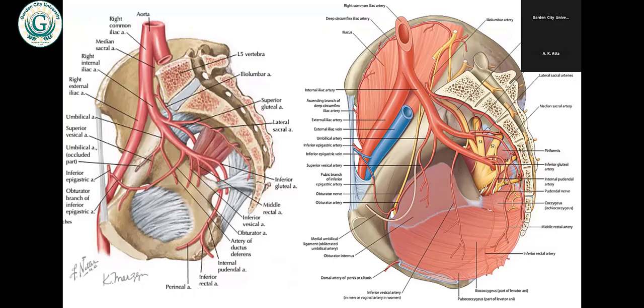Now, this is the ischial spine. This is the sacrospinous ligament. This big notch here is what we call the greater sciatic notch. This foramen is the greater sciatic foramen, and the foramen here is the lesser sciatic foramen. So here you can see the internal pudendal artery passing behind the sacrospinous ligament, then through the lesser sciatic foramen. Then it will enter the perineum.